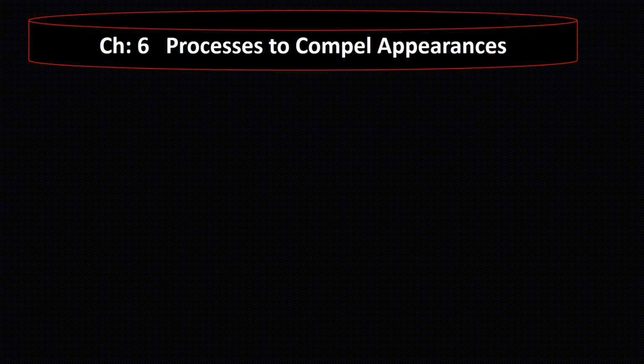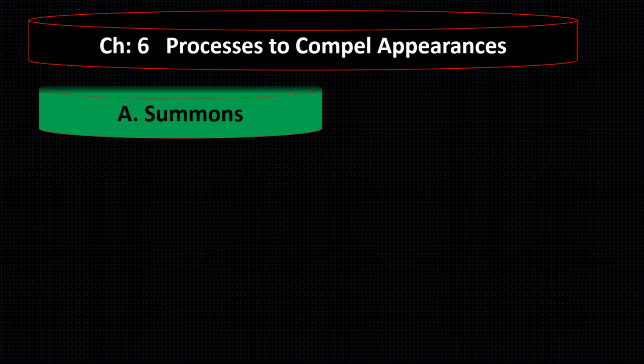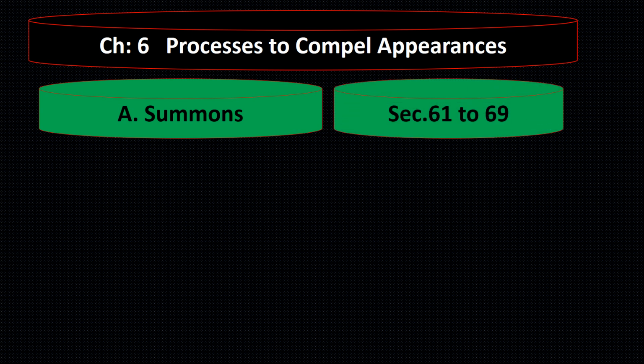As we have already covered, the process to compel appearances in chapter 6 is divided into 4 parts. Now let's proceed further. The first part, summons. Summons is less serious in nature, so I have shown it in green. The provisions are under section 61 to section 69 and it has 9 sections in total.